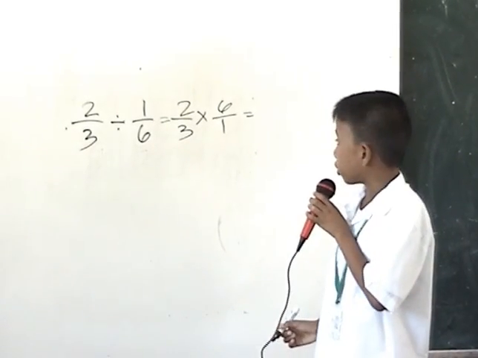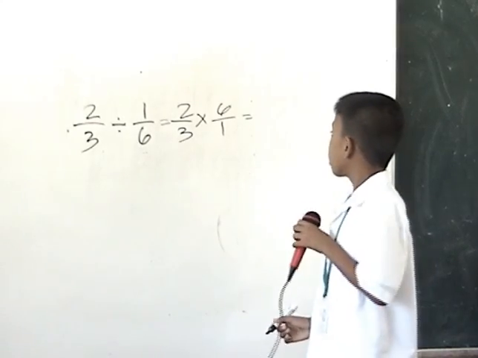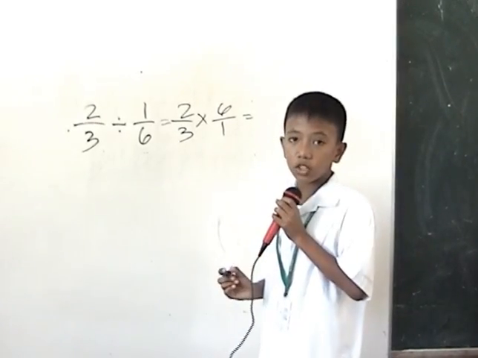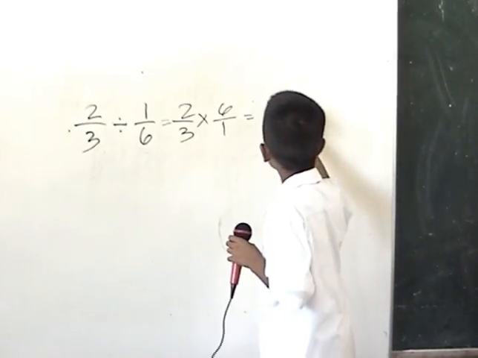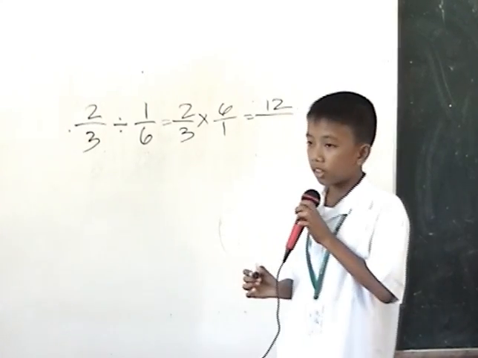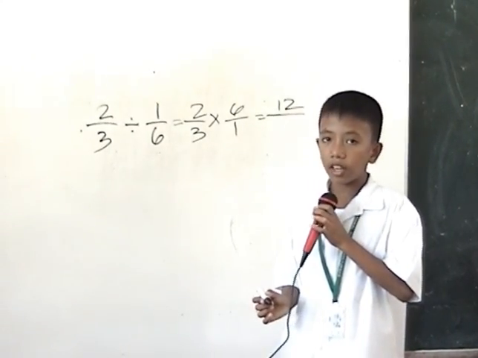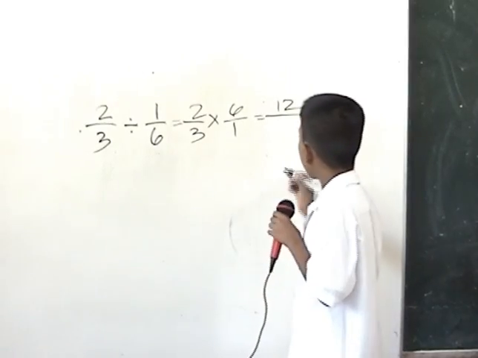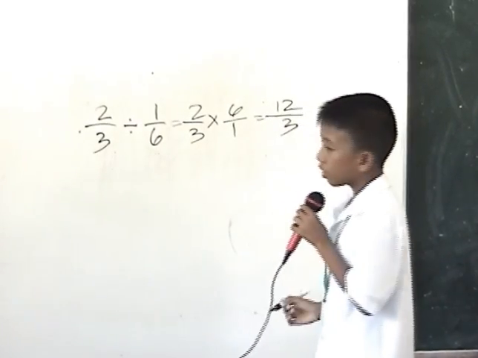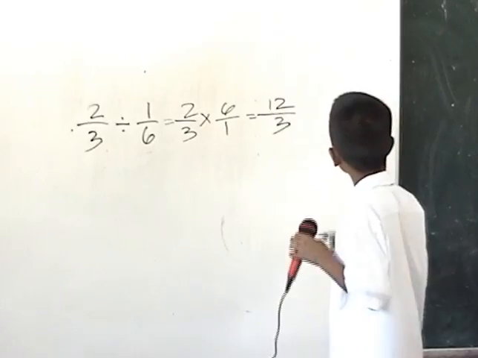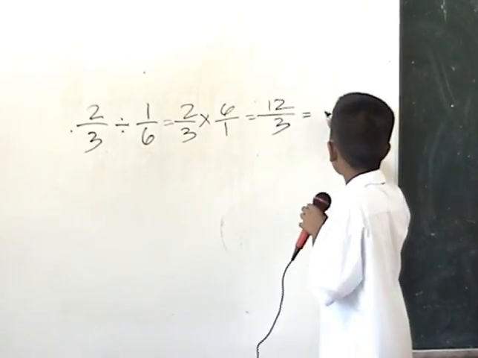Multiply first the numerators. 6 times 2 is 12. And then, multiply the denominators. 3 times 1 is 3. Then, simplify the answer. Equals 4.